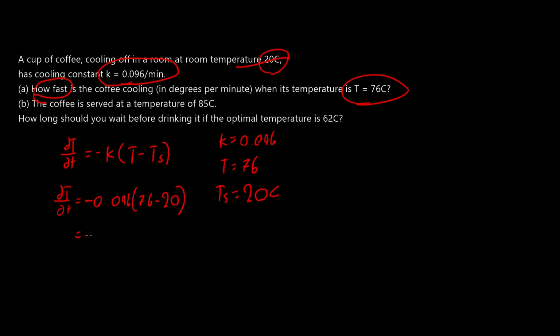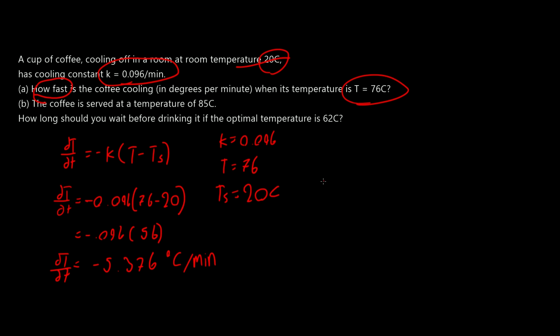So then this will end up being negative 0.096 multiplied by 56. And then this will spit out negative 5.376 once you plug it into a calculator. So that is the rate at which it is cooling. And it makes sense that it is negative because it is cooling down, not heating up. So the coffee here is cooling at a rate of negative 5.376 degrees Celsius for every minute that goes by. So this will be degrees Celsius per minute.